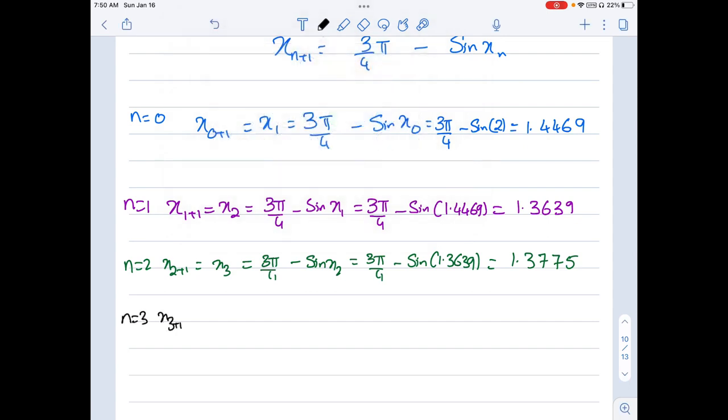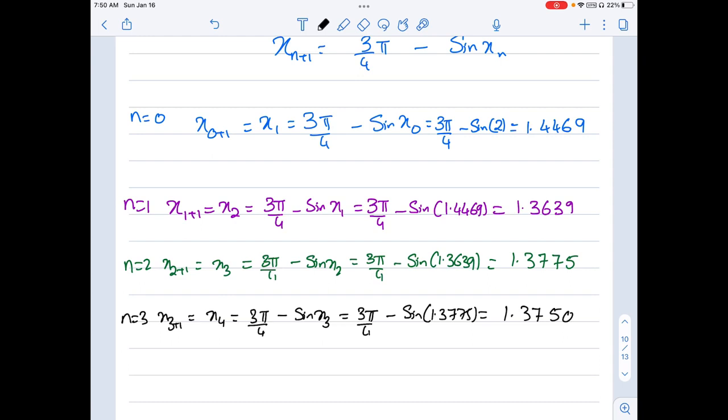So x3+1 is equal to x4 is equal to 3π/4 minus sine x3. x3 value just now we got it as 1.3775. Simplify that. So I get 1.3750. So I stop it here.